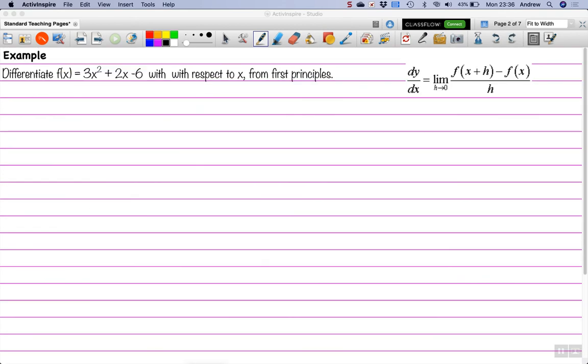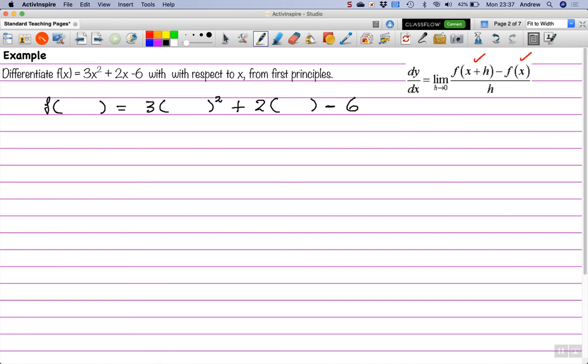This is a slightly more complicated example, but we do it the same way. What do we already have? We already have the f of x part. What do we need to get? We need to get the f of x plus h part. So we are going to do an empty bracket. So f of empty bracket equals 3 empty bracket squared plus 2 empty bracket minus 6.